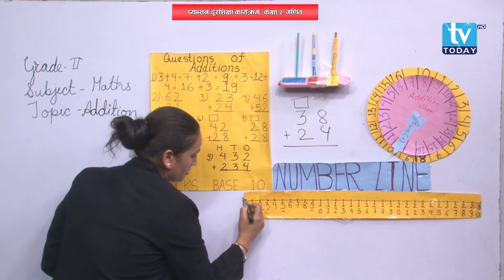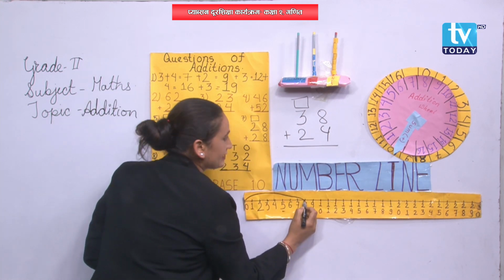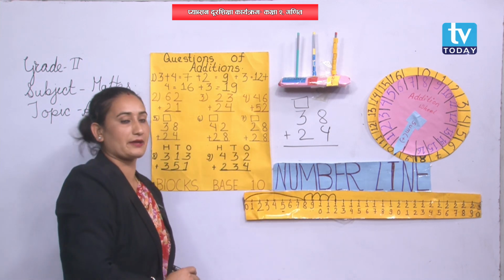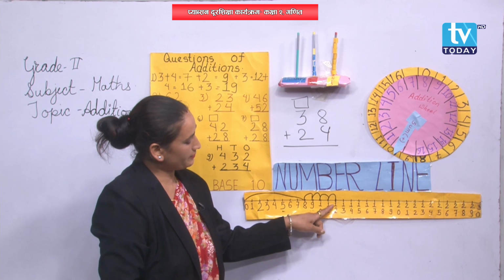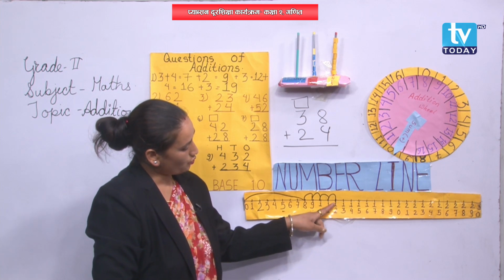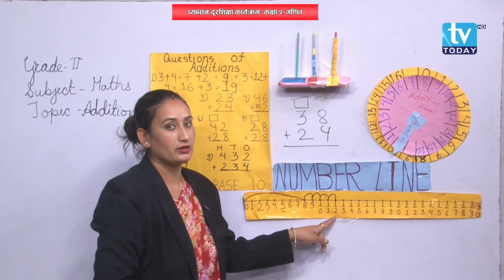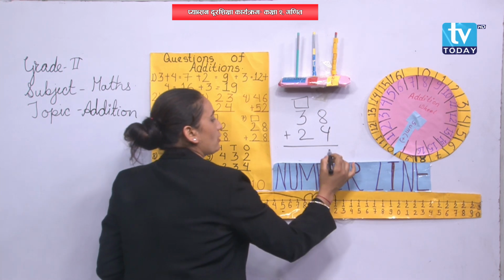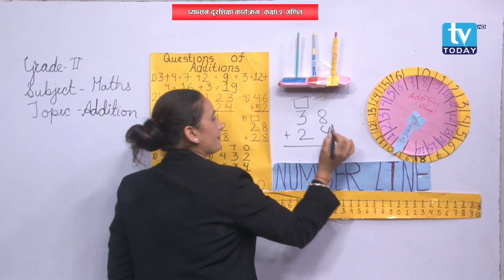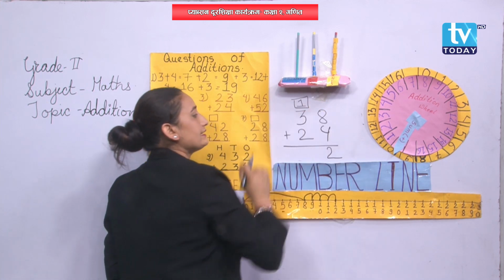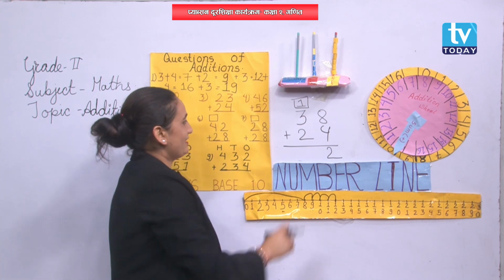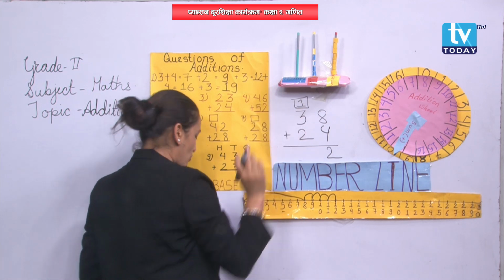Where is 8? 8 is here. I need to jump 4 times. 1, 2, 3, 4. I am jumping 4 times. So altogether what? 8 plus 4, what is the answer? 1, 2, 12. So here are 2 digits. So back 2 should be right here and front 1 should be right here. 1, 2, 12. Okay. Now 3 plus 2 plus 1.